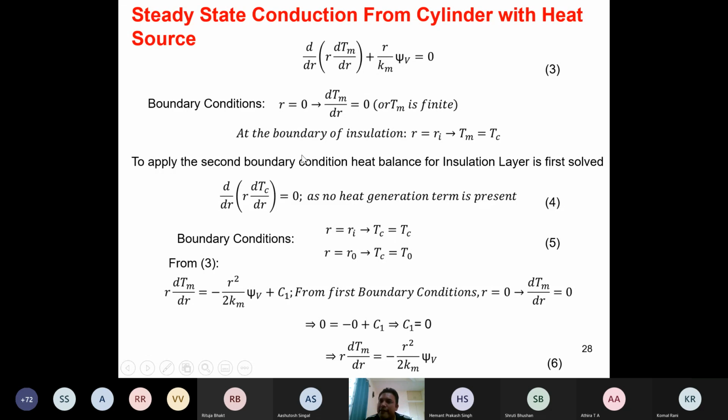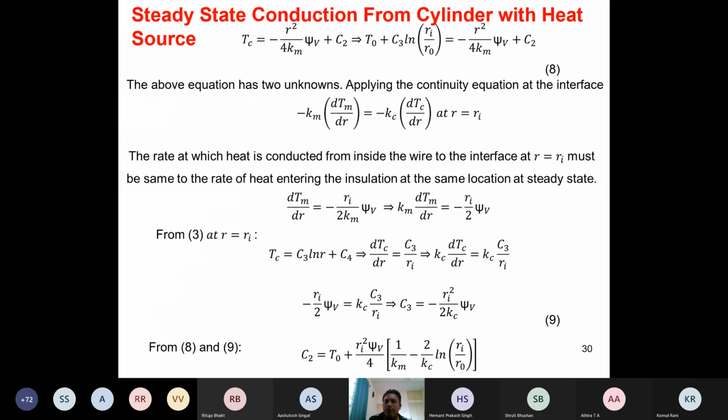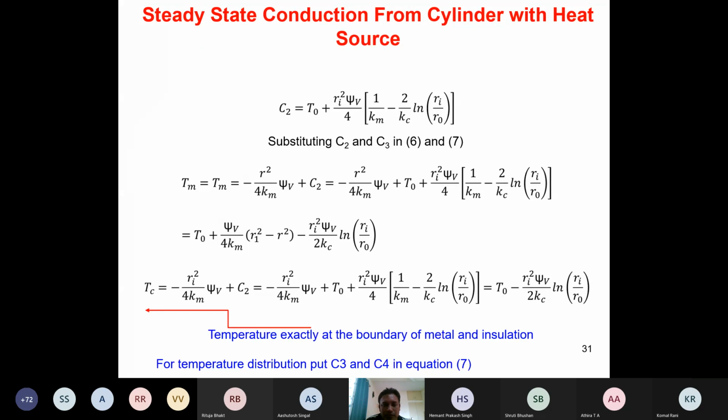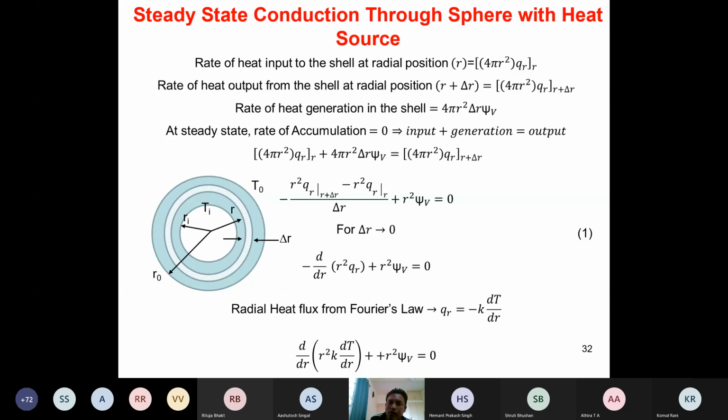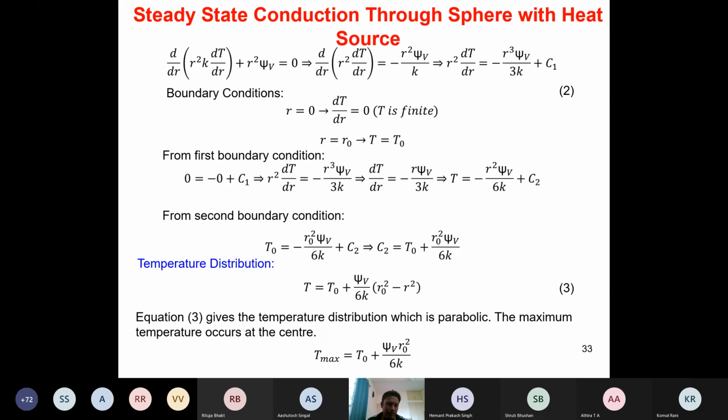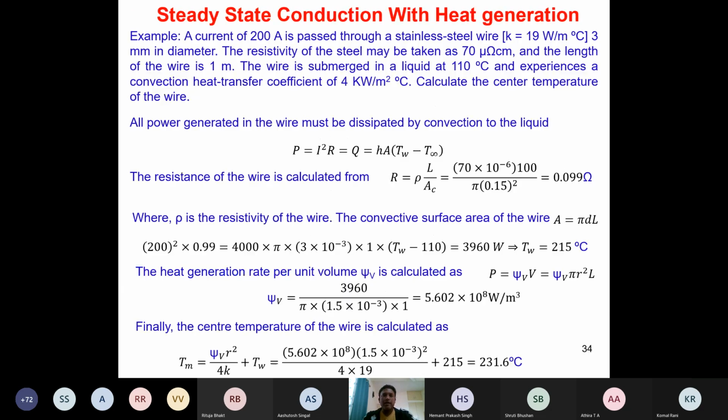So we have solved the complicated case in the cylindrical system, but you can solve the simpler case when there is no insulation outside. Okay, is it clear to everyone? Yes, sir, it's clear. Okay. So now let us solve one example based on this. Is this example visible to everyone? Yes, sir. Okay.